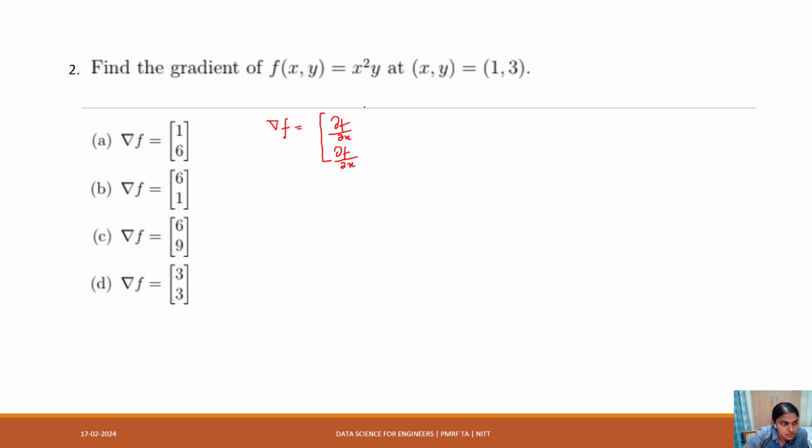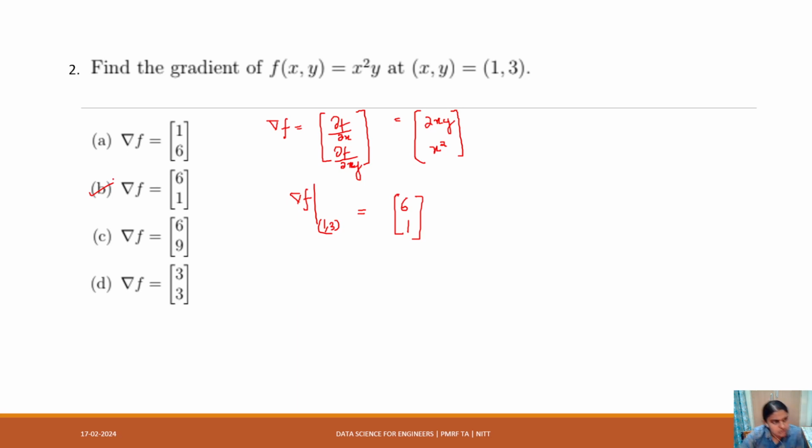So yeah, answers are coming up anyway. So it will be like x square y, so dou of x square y by dou x will give 2xy, and dou f by dou y will give x square, okay, and del f at 1 comma 3 you have to find, so that will be 6 and 1. So the answer is B.